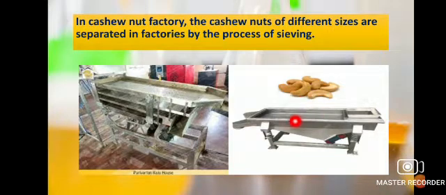Actually, this is the machine, and over here also there is an iron mesh or steel mesh. That helps in separating what? That helps in separating the larger cashew nuts from the smaller ones. The smaller ones just come out through the pores of the mesh, and the larger cashew nuts are left behind. Similarly, jewelers also separate pearls of different sizes by the method of sieving. I hope you all have understood the process of sieving.